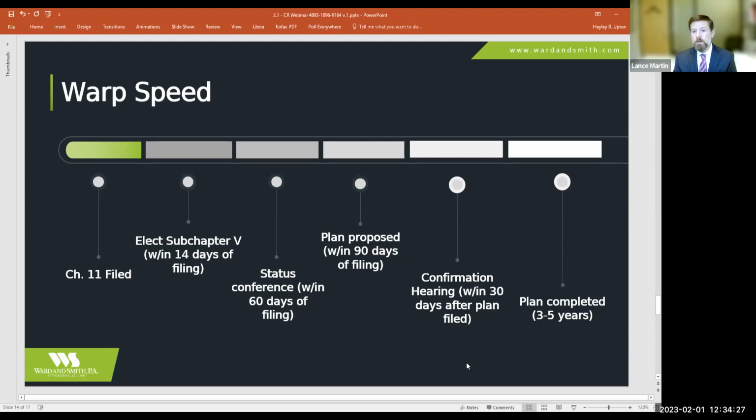So the lesson there and the takeaway for all of you is that in a traditional Chapter 11, you have time to sort of get your bearings. In Subchapter V, you've got to get active and decide what your strategy is going to be, essentially from day one.